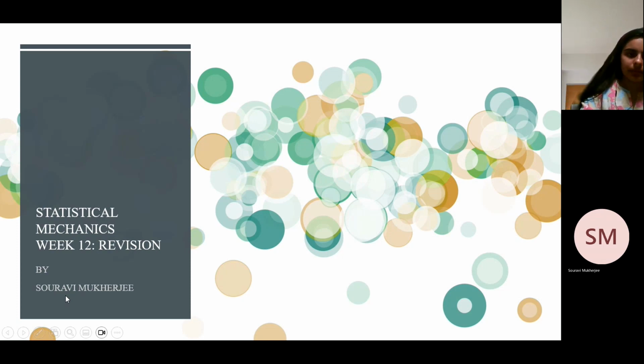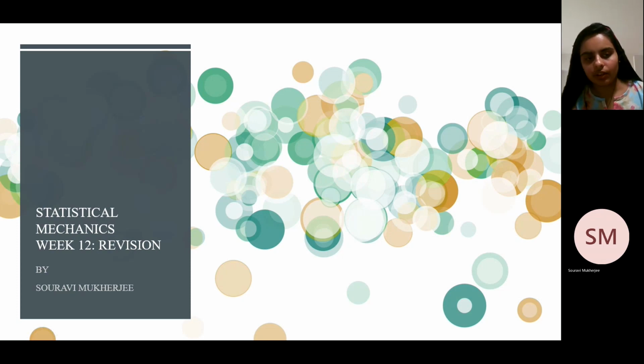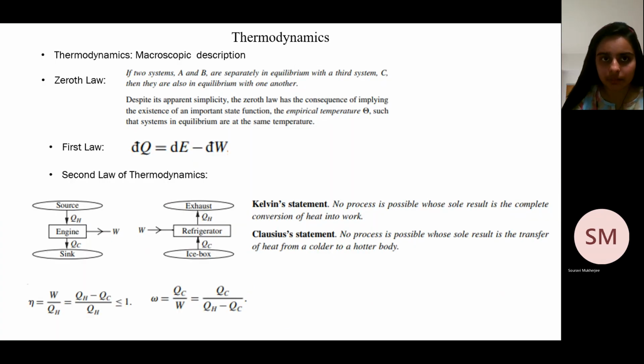What we will do today will be a revision of what we had done in all the last 11 sessions. So what we will be doing today will be a revision of whatever we have done previously. I will try to summarize from the starting how we had proceeded with this course. Initially, when we started the course, we started with thermodynamics.